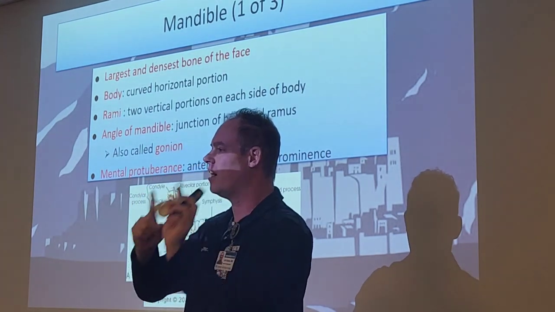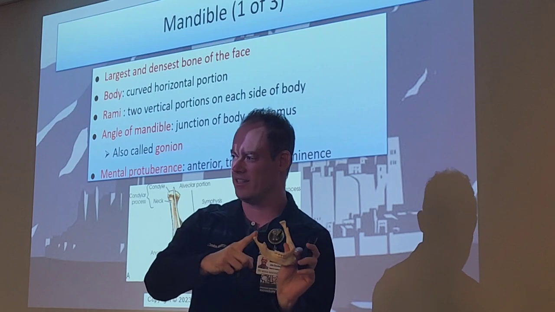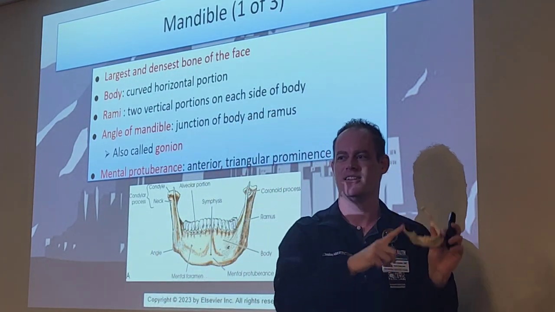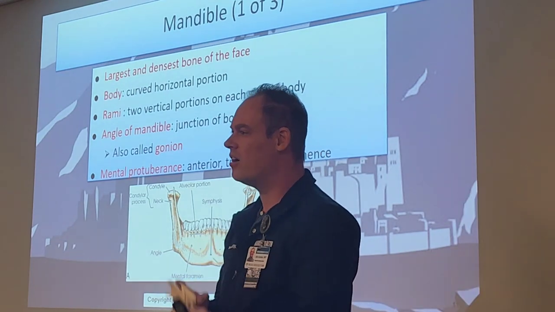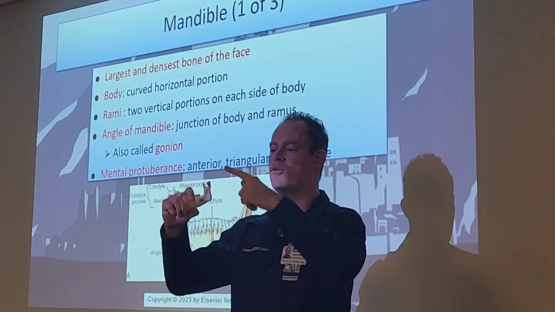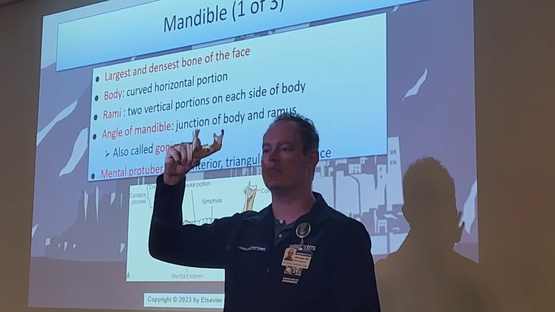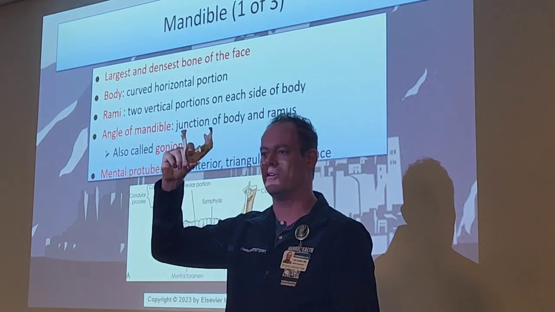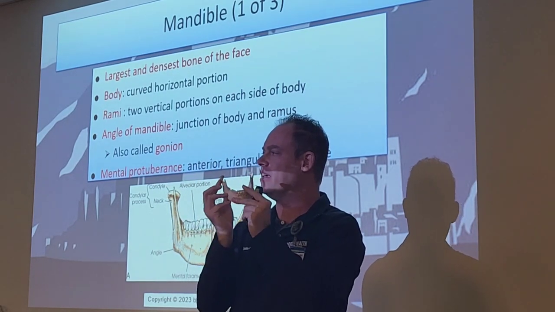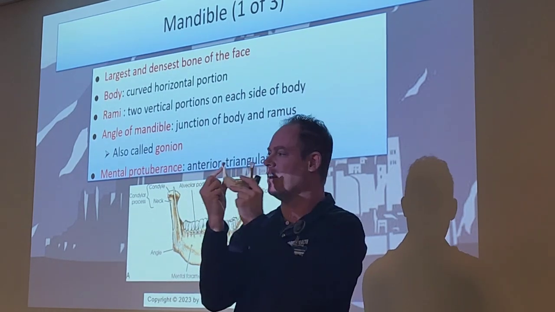Condyle, condylar, condyloid. What are they again? That is this portion right here that helps form the TMJ joint. So it fits up into the temporal bone, the very top. Right below that, you have the neck of that condyle.